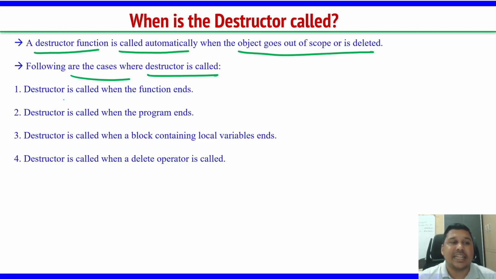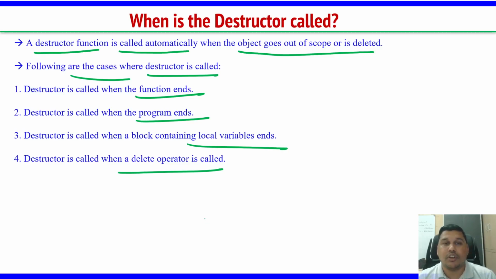What are those situations? The destructor is called when the function ends, when the program ends, when the block containing a local variable ends, and when a delete operation is called. When a function ends, the destructor is called. When a program ends, the destructor is called. When a block containing a local variable ends, again the destructor is called.